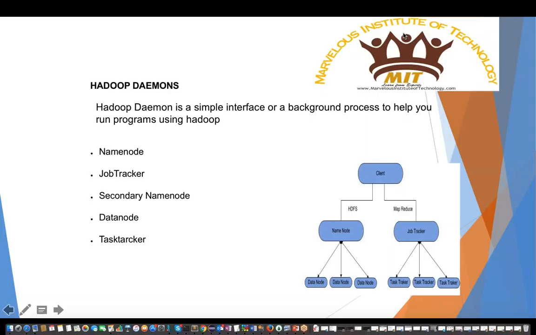Let's take an example. You have opened a Word document or a text file. While you're typing, where is it stored? In the primary memory, which is RAM, temporarily. Once you save it, it goes and is saved persistently into your local hard disk. The same way here, each transaction will be recorded into the edit log, which is on the name node's local hard disk, and each transaction will be maintained in the RAM as well, right?